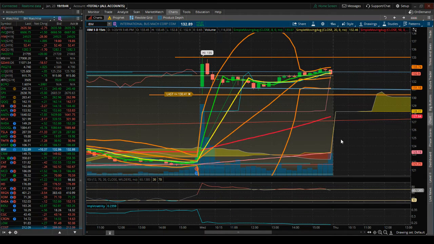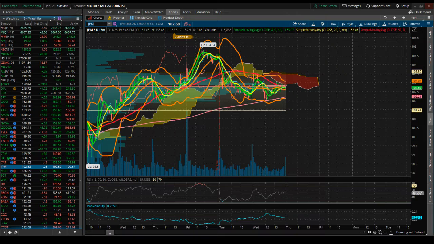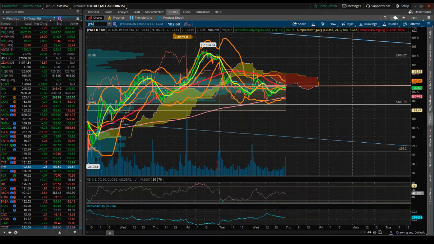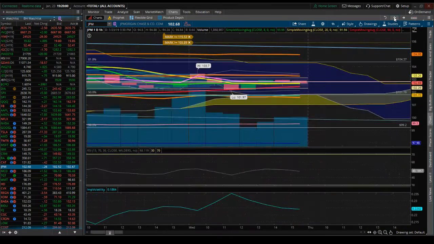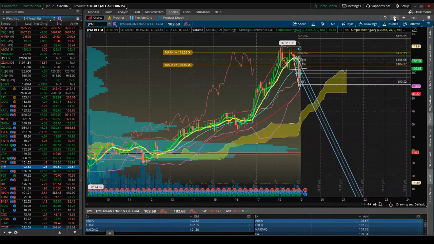Kyle, what's going on? Let's look at JP Morgan. Absolutely. Yeah, JP Morgan was on my short list too, but I ended up doing Goldman Sachs the other day as a swing short because of the gap that it had to fill, just because of the way it was handling earnings and stuff. But let's take a look.